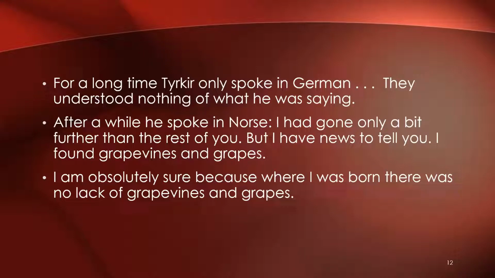Leif asked him, "Why are you so late returning? And how did you get separated from the rest?" Unquote. For a long time, Tyrker only spoke in German, with his eyes darting in all directions and his face contorted. They understood nothing of what he was saying. After a while, he spoke in Norse.